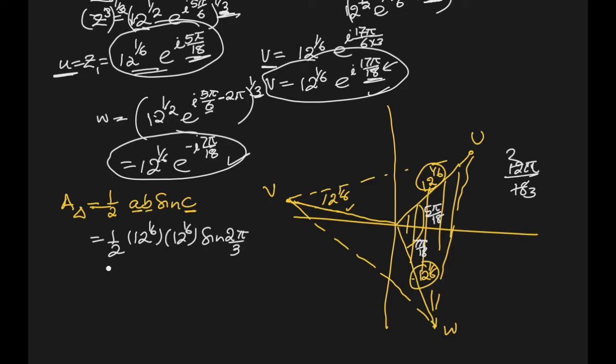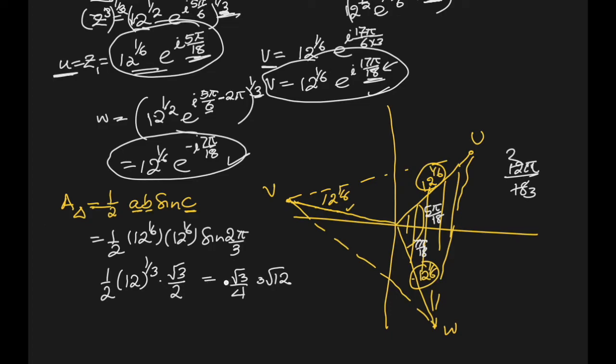It becomes half 12 to the power 1/3, right? And sine 60 degrees is square root 3 over 2. That's 120 degrees also. It's the second quadrant, sine is positive. So we get square root 3 over 4 and then cube root 12. This is the area of one triangle.